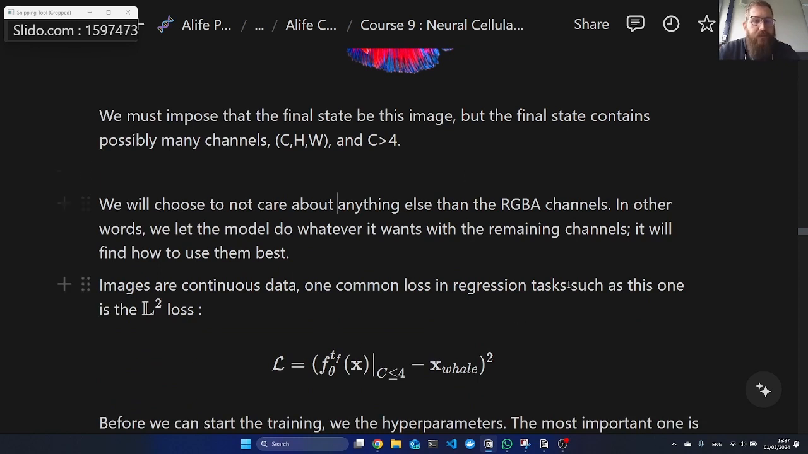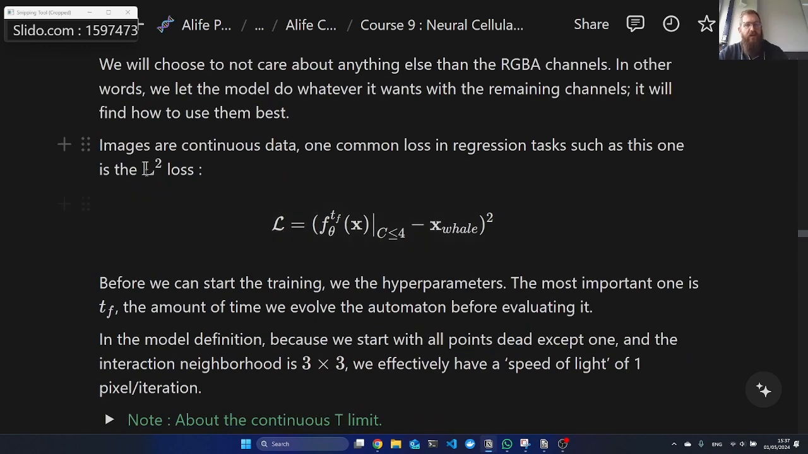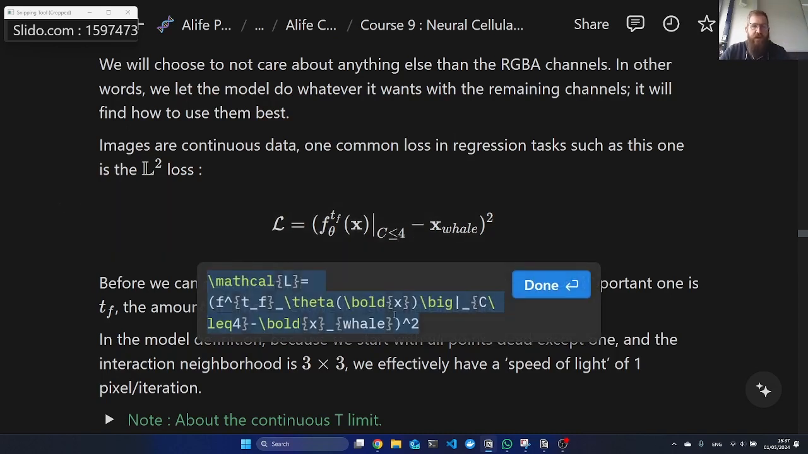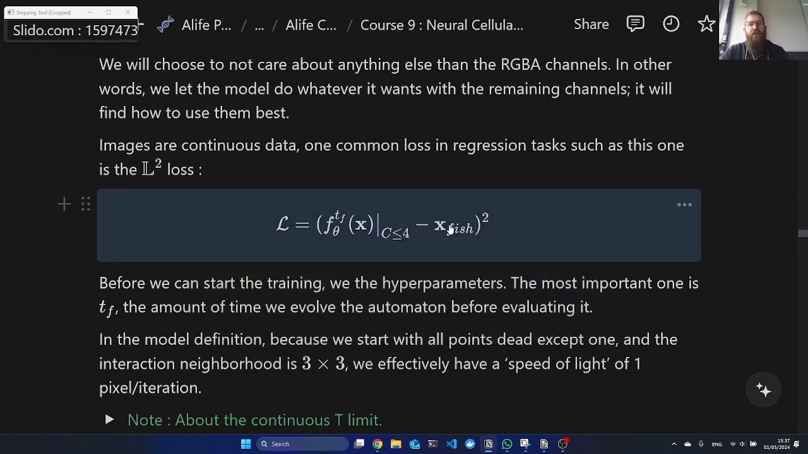Since the images are continuous data, the common loss used in this case is the L2 loss, or the mean squared error. So we take the evolution of our model up to TF. We look only at the 4 channels RGBA, and we compute how different this final image is from the picture that we want. And this is our loss. And now we have all the pieces that we need.